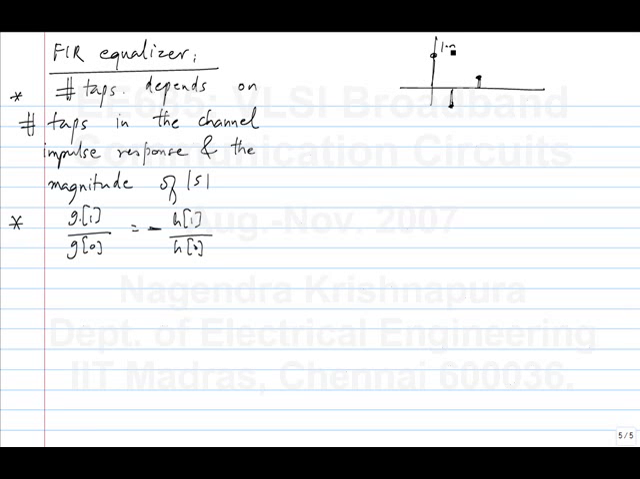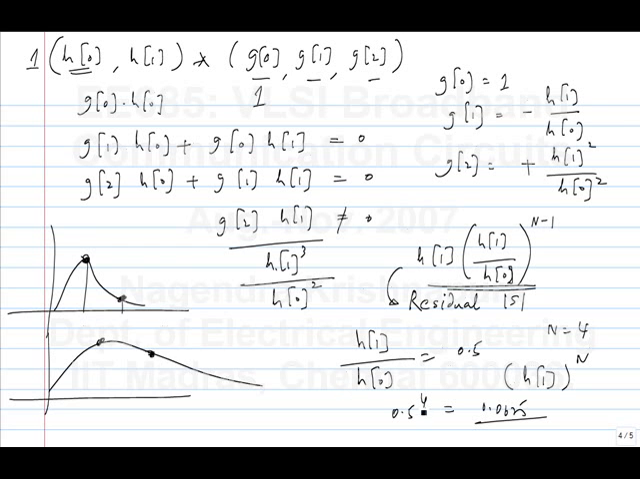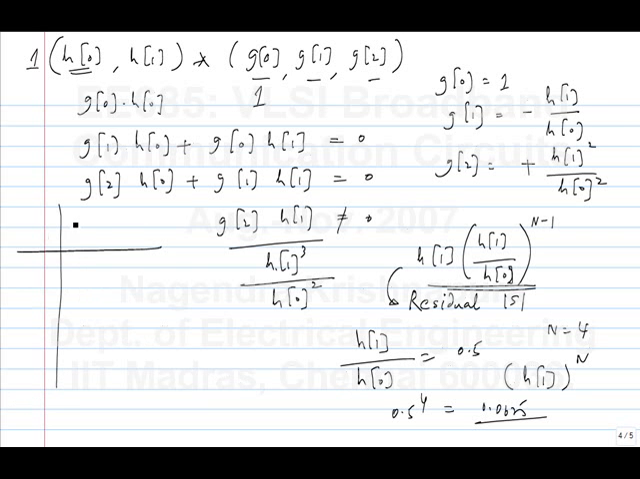If the channel has precursor ISI, then the equalizer must also have a precursor tap. So we considered a channel response like this, but let's say the response is like this. Again, the 0 is basically at the location of the peak. It does not imply that there is something in negative time.